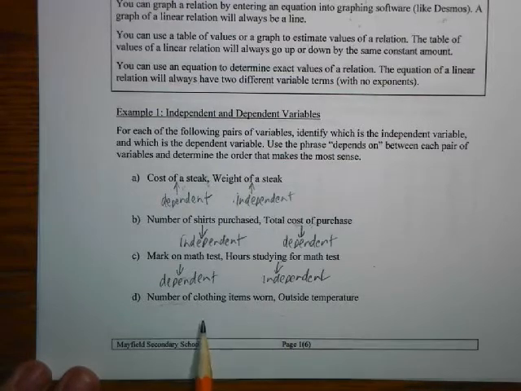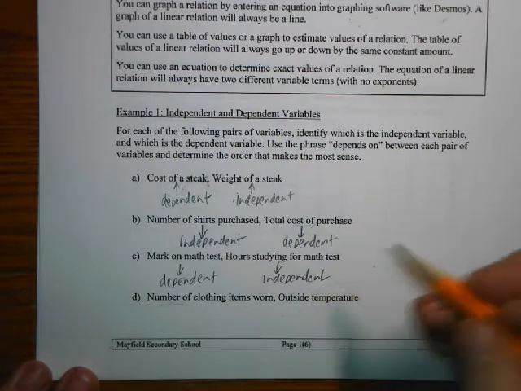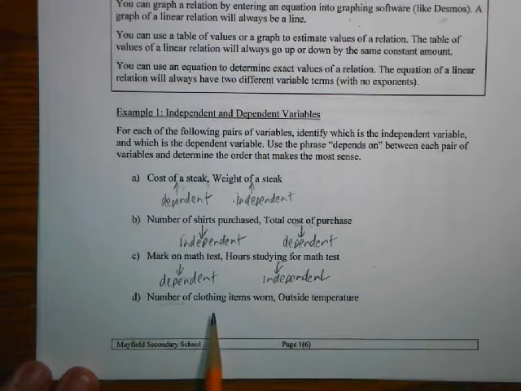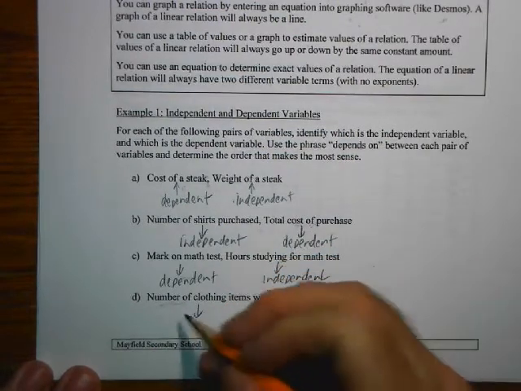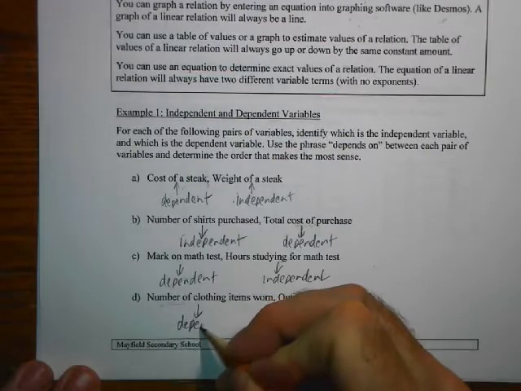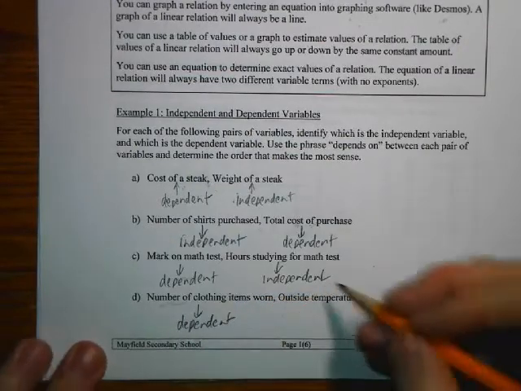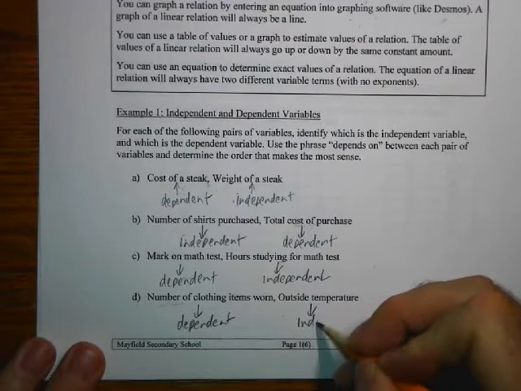So let's read the two things together with "depends on." The number of clothing items worn depends on the outside temperature. That makes sense. If I read it the other way around, the outside temperature depends on the number of clothing items worn. That just doesn't seem right. Okay, so therefore the number of clothing items depends on the temperature. So number of clothing items is dependent on the outside temperature, which is independent.